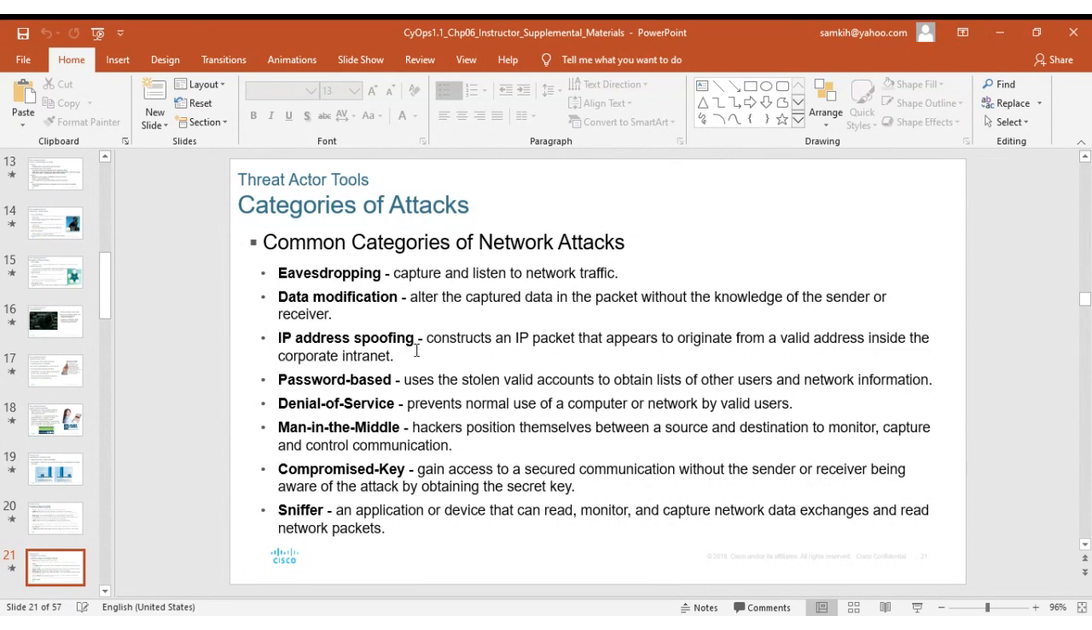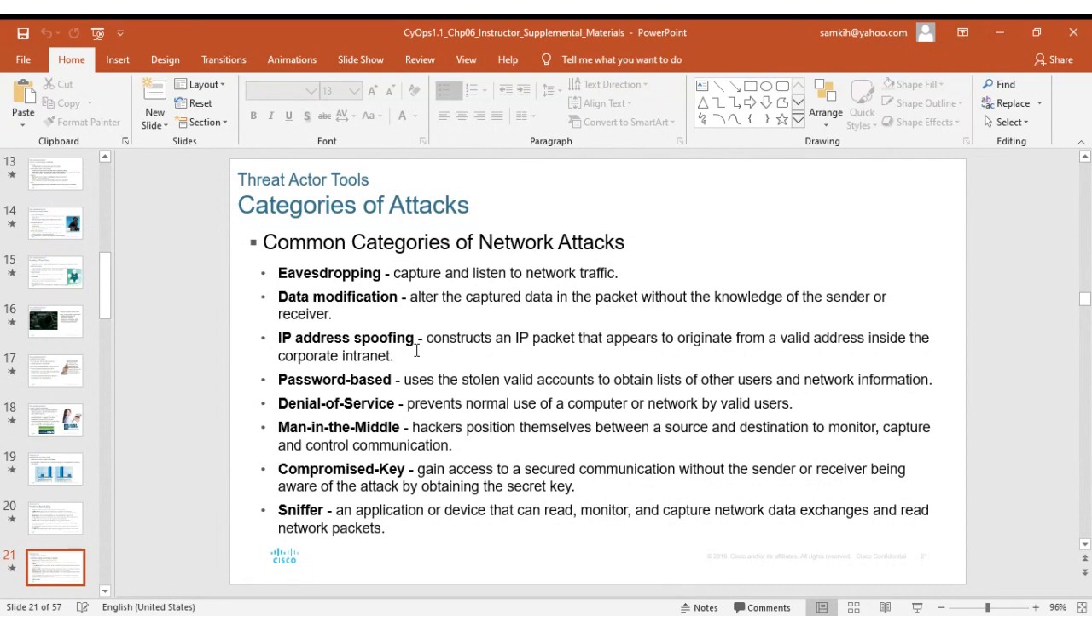Compromised keys: attackers gain access to a secured communication without the sender or receiver being aware of the attack, by obtaining the secret key. So I believe you know that, in case you are using, maybe, a VPN, there are normally some keys which are exchanged electronically between the sender and the receiver. So probably somebody can gain access to that key and log into a particular system without even being noticed.